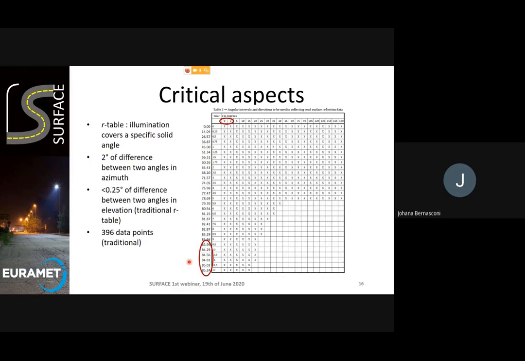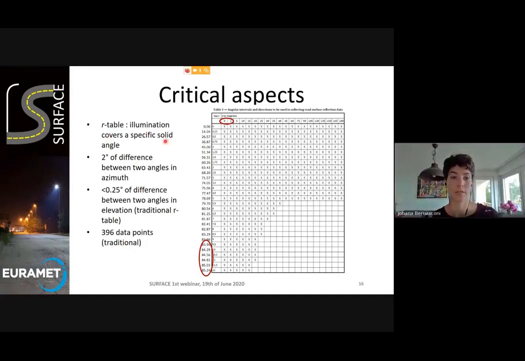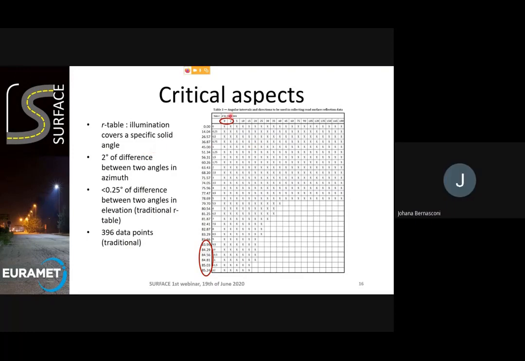And the critical aspects of those instruments is that the R table covers specific solid angles, so the data points all need to be measured. And there are 2 degrees of difference between 2 angles in azimuth, and below 0.25 degree of difference between 2 angles in elevation. So that's a really small difference, which is critical for the illumination angle of the system, and also for the detection angle.